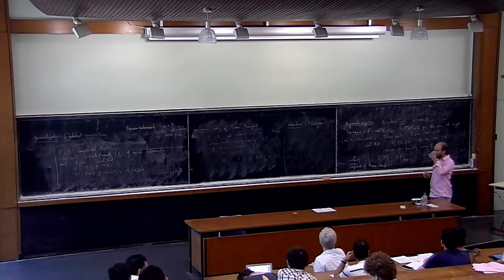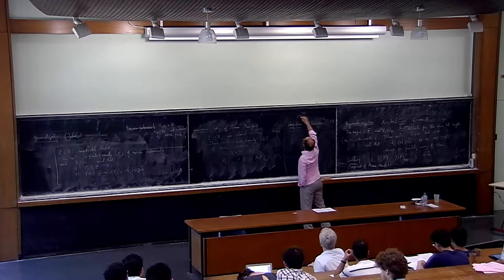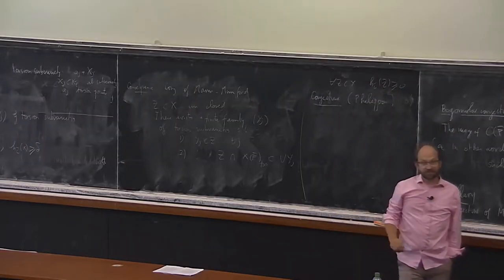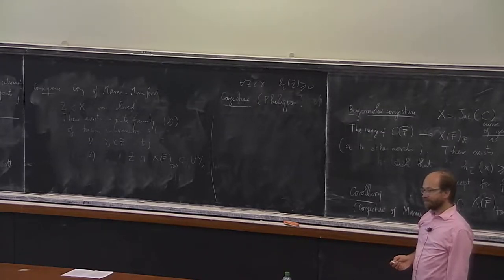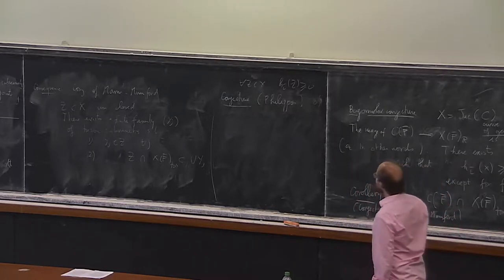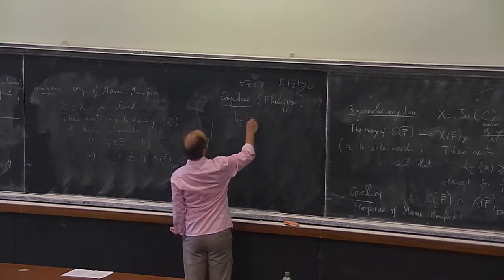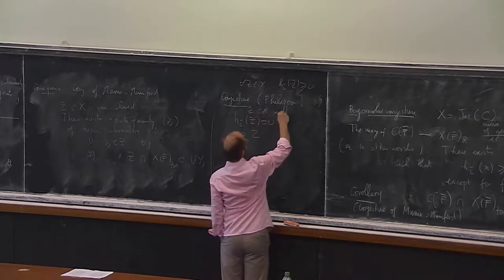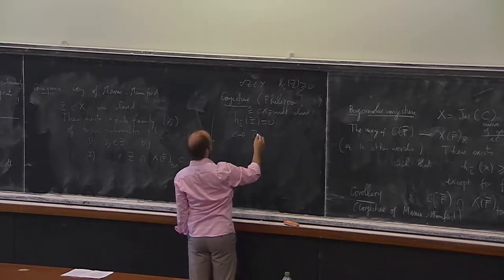So the fact is that for any Z in X, the height of capital Z is always non-negative. There are many ways to prove it. And so the height is always non-negative. So the question of Philippon is that the height of Z is zero if and only if, so Z is irreducible and closed, maybe in X over F bar, if and only if Z is a torsion.